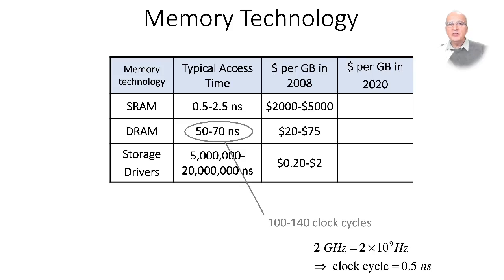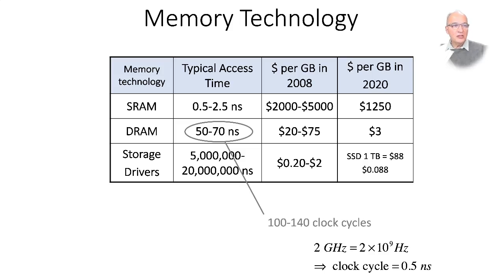I just looked today at the prices for 2020. The SRAM price has been reduced to about $1,000 to $1,250 per gigabyte. The cost of DRAM has dropped to about $3 per gigabyte. And for storage drives, if I look at an SSD of 1 terabyte, I could buy it for $80, which would give me a cost of 0.08 cents per gigabyte.